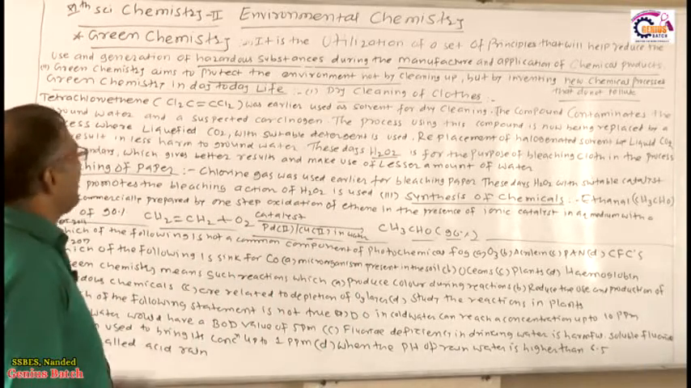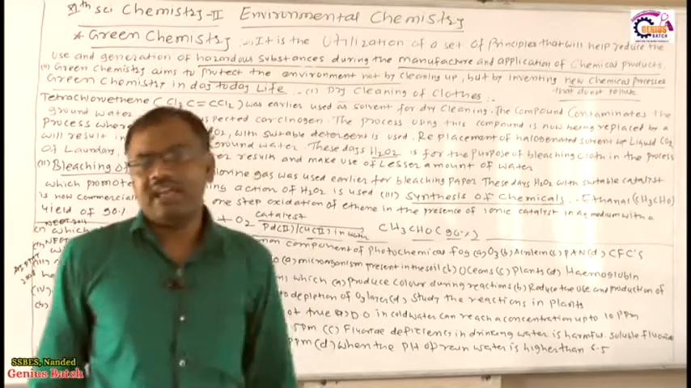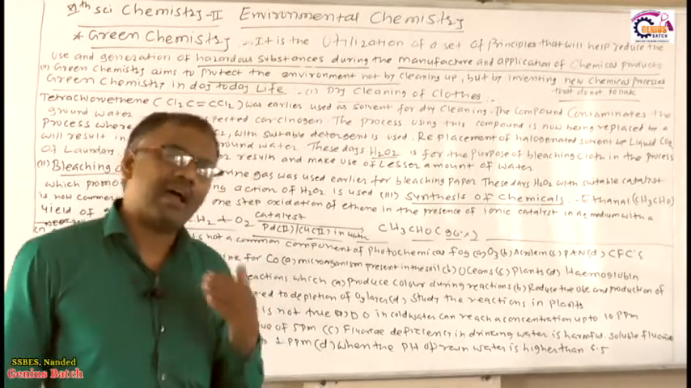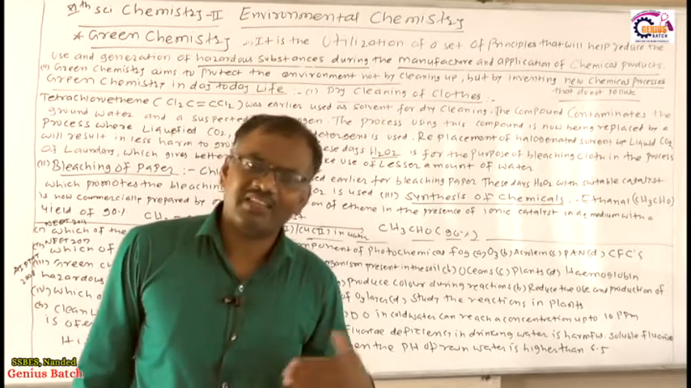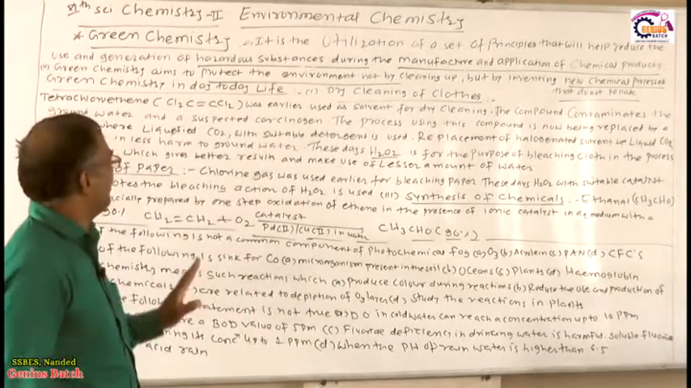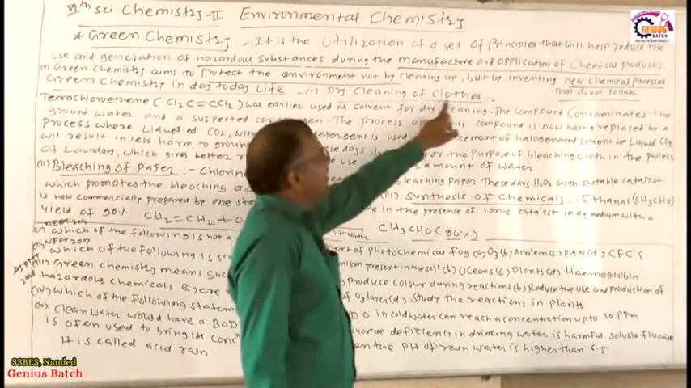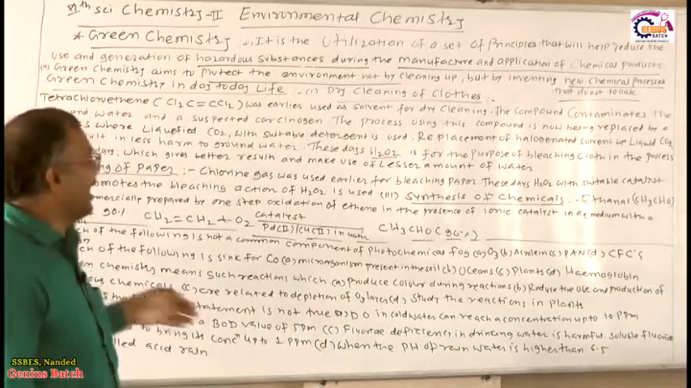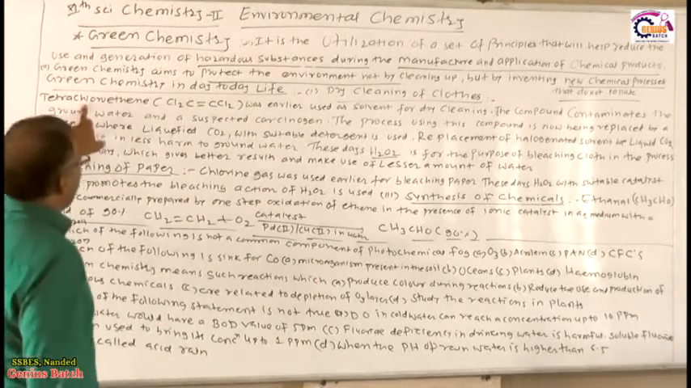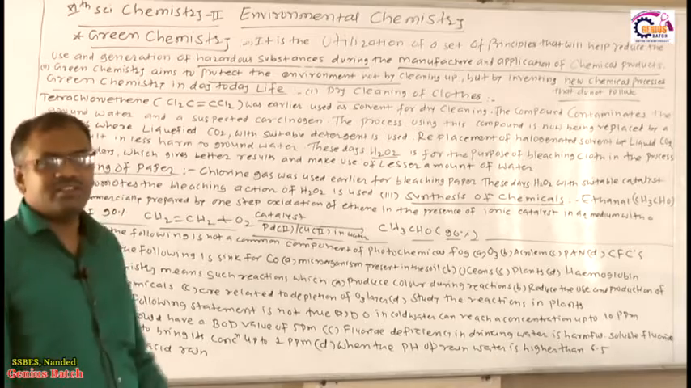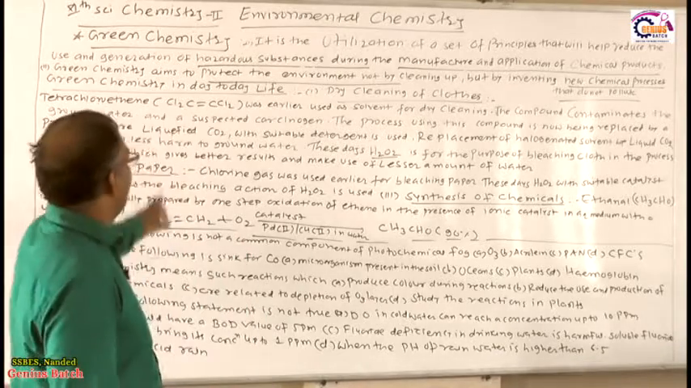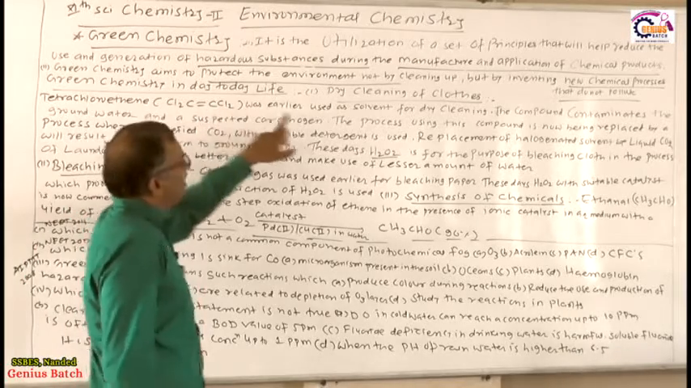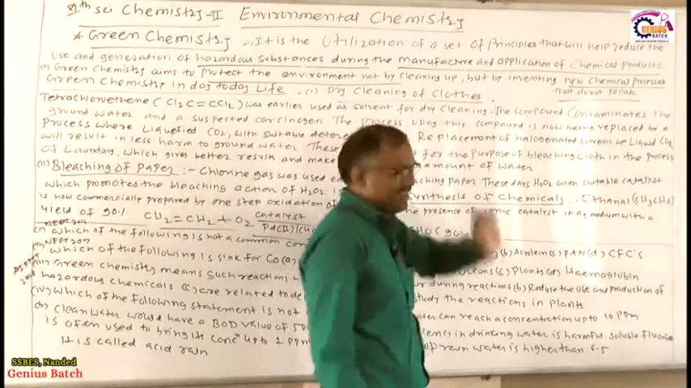So, therefore, green chemistry in day to day life. How we can use the different chemicals in day to day life, and how we have to replace such chemicals by using green chemistry. See, dry cleaning of cloth. Cloth can be cleaned by using a dry cleaning agent, tetrachloroethene, CCl2 double bond CCl2. Tetrachloroethene was earlier used as a solvent for dry cleaning.